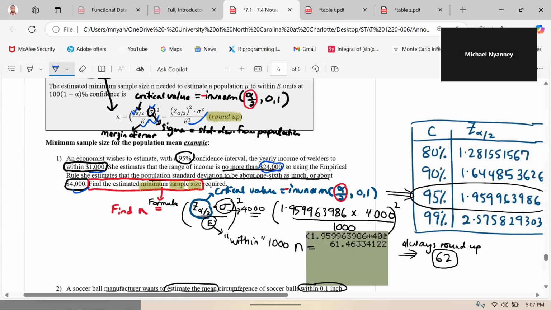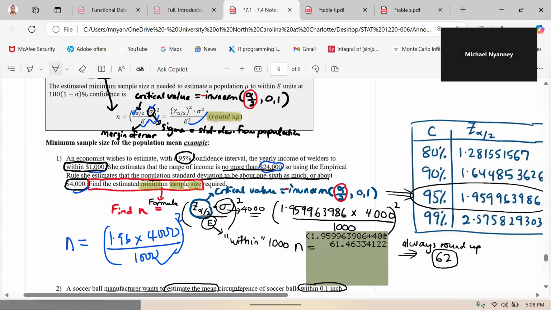So our n will be equal to Z alpha over 2, which is 1.96, times our sigma, which is in the question, 4,000, all over E, which is 1,000. Then we square everything here. So we solve what is in here, we square it, and we get our n. That gives us 61 point something. Then you can put all this in your calculator. We round it up, always, your n. You can't get a decimal n. So our n is always a whole number. Round it up to the nearest whole number and you're good to go.